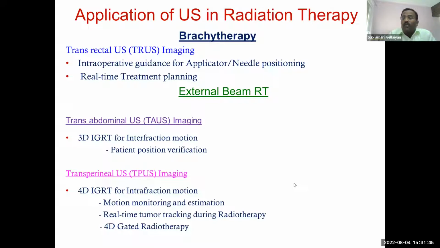So when we use intraoperative ultrasound-based brachytherapy, you will be able to use this ultrasound imaging to plan the treatment dose distribution. Similarly, in external beam, there are two ways of using ultrasound. One is transabdominal ultrasound imaging, or 3D IGRT, for interfraction motion and patient positioning verification. Another is transperineal ultrasound imaging, for 4D IGRT for intrafraction motion, basically motion monitoring and estimation, real-time tumor tracking during the treatment, and gated therapy is also possible.